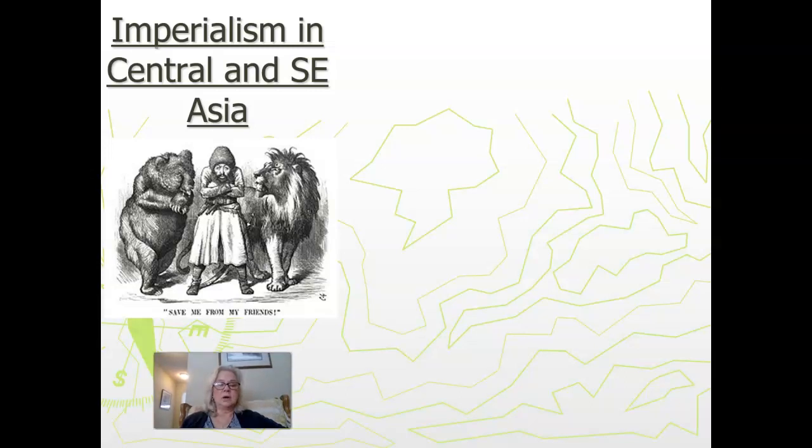This picture here is a cartoon. It's an Afghani in the middle. "Save me from my friends." Both Russia, as represented by the bear, and Britain, as represented by the lion, had a great interest in Afghanistan.